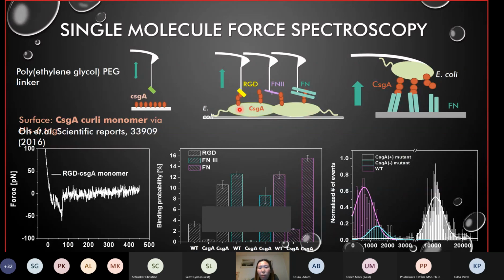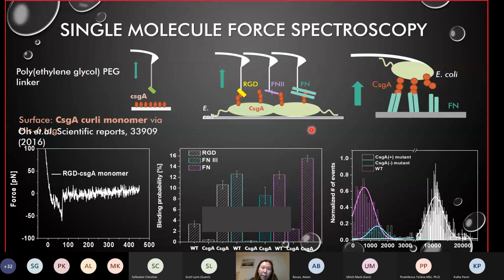So we tried 3 different mutants: a wild type, a curli knockout mutant, and a curli overexpressed mutant. The knockout shows really low, basically no binding, which means the curli is really interacting with the RGD of the fibronectin. And the curli overexpressed mutant shows much higher binding.